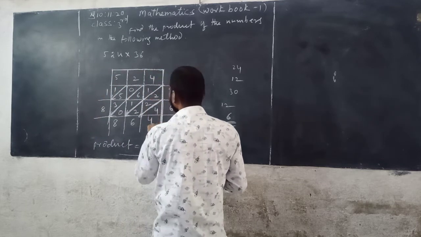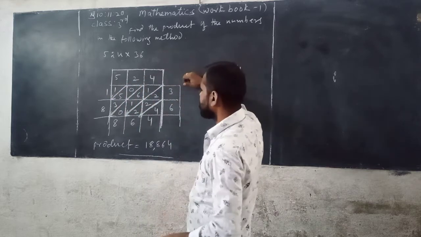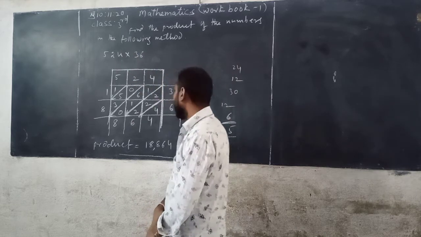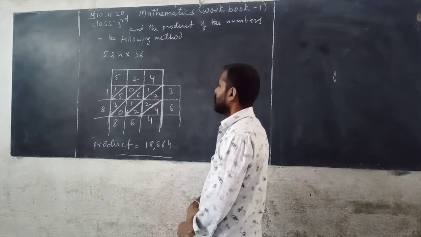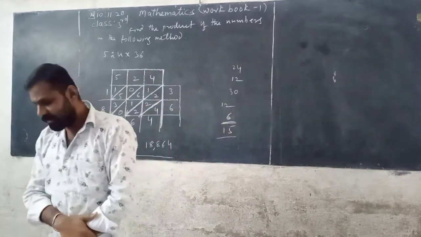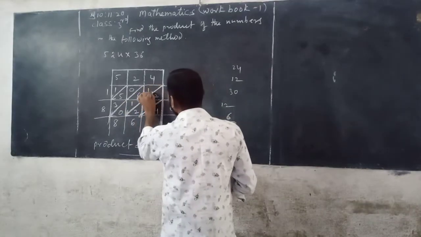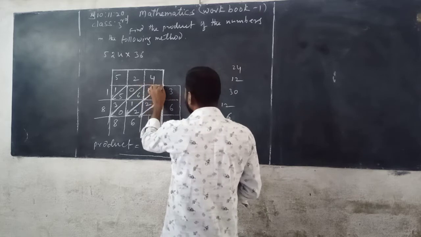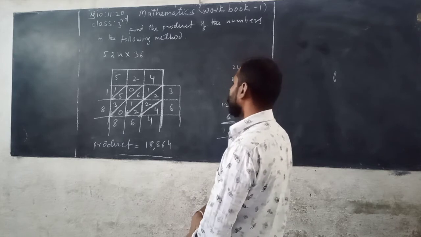So now I can form a table. 524 into 36. See here, 524 is written at the top of the column, while 36 is written adjacent to the rows of the number. See here, boxes here. Now we can write adjacent to the row, 36. Then you can draw a diagonal for each cell. So this is called a cell.